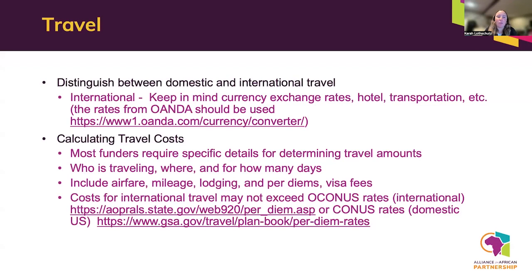For travel costs, most funders require specific details for determining travel amounts, as in who is traveling, where, how many days. This should include airfare, mileage for ground transportation, lodging, per diems, and visa fees. So the cost for international travel may not exceed the government international rates that are linked down below. That'll list off per diems, lodging limits, and then the domestic rates, which is also linked down below, that lists the per diem and lodging rates as well.